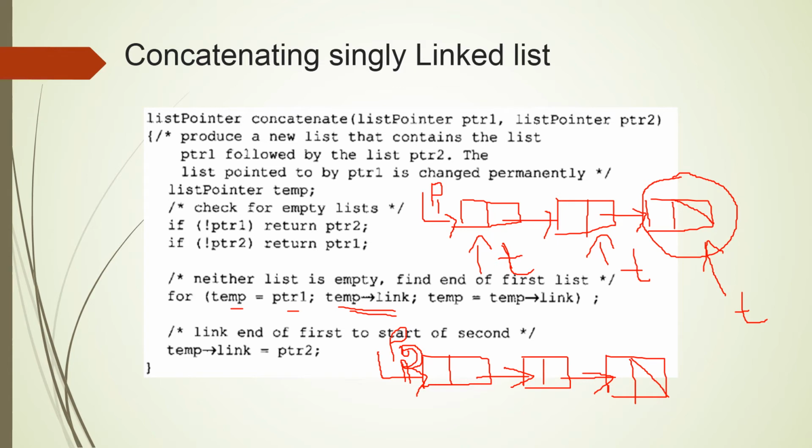Then temp of link is equal to ptr2, that means the link field of temp holds the value of ptr2. ptr2 is holding the address of the first node of the second list. So this null value is removed and we have stored the starting address of the second list, then it's pointing to here. So this is how we can concatenate two lists using this code.